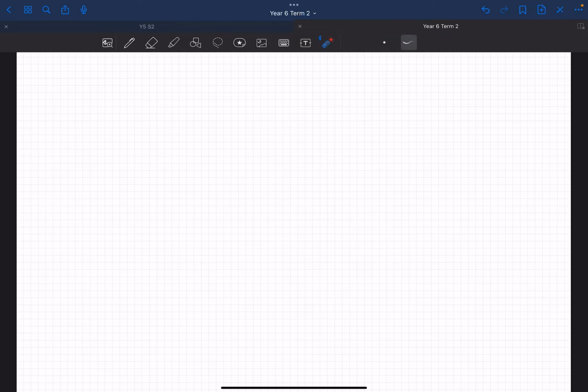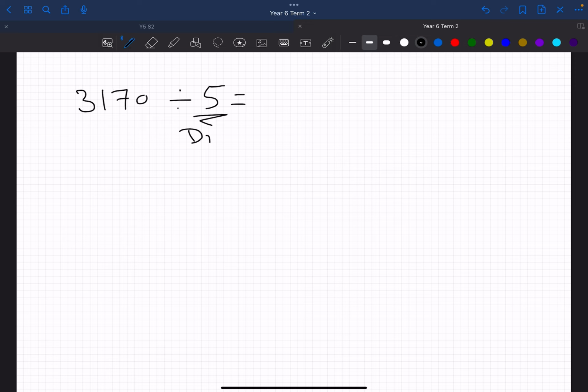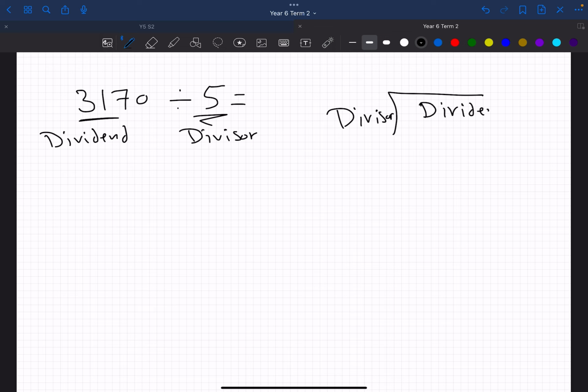Now we will go through long division. I will give you this number. 3,170 divided by 5. This is called divisor, and this is called dividend. The number on the right, it will be on the left. And the number on the left, it will be on the right. So the dividend should be here, and the divisor should be here. Let's do our long division.